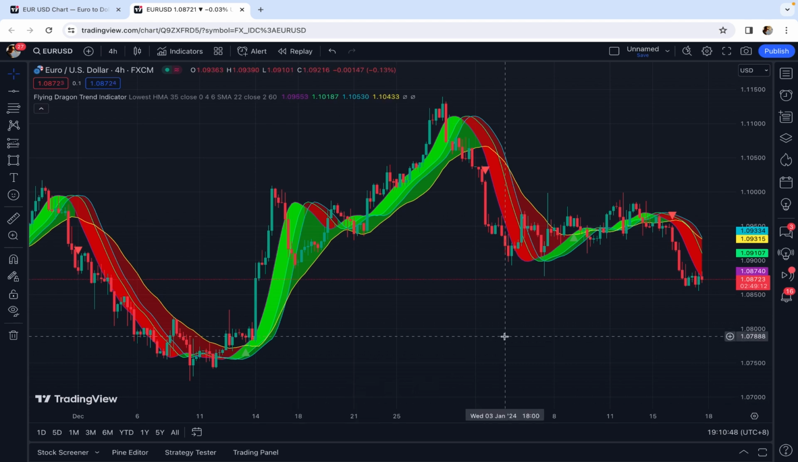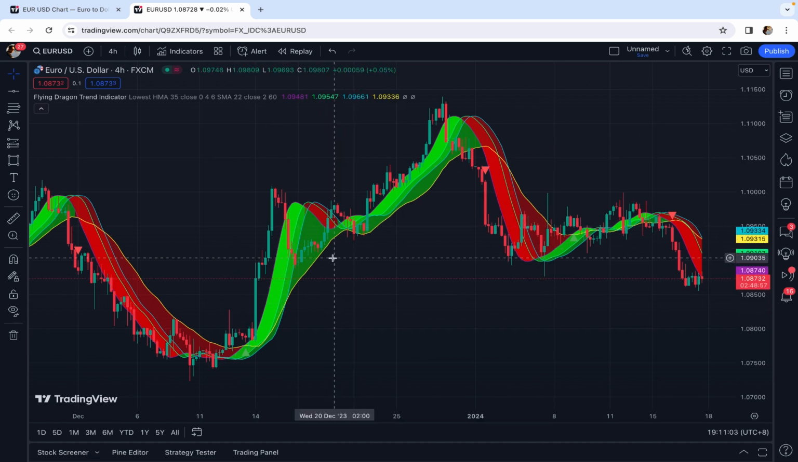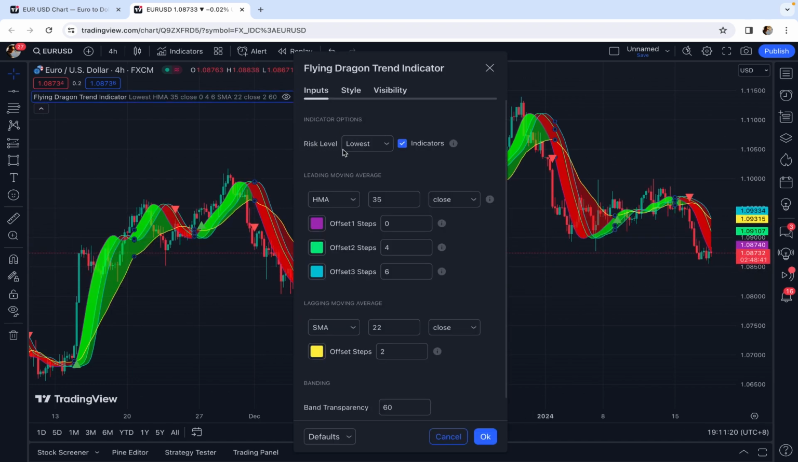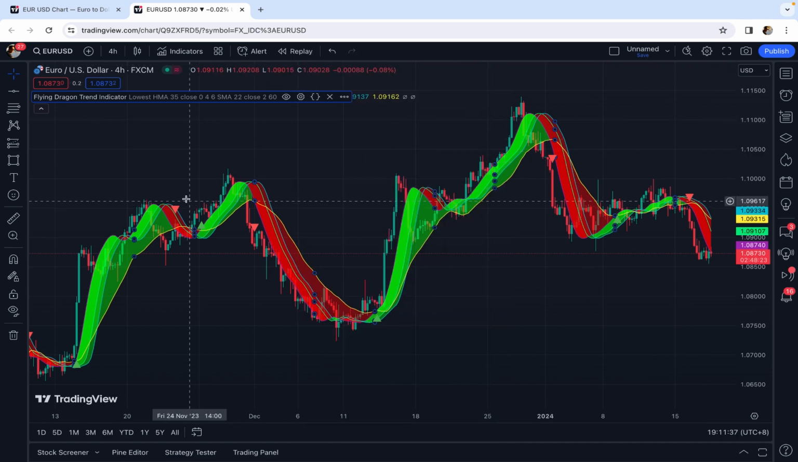You can use it in two ways. You can use these buy-sell signals for entering positions, or you can change the settings of the indicator for trend identification in longer term perspective. First, let's begin with these buy-sell signals. If you remember, we have already set the risk level on the lowest. So some of the false signals are removed, but still we have false signals.